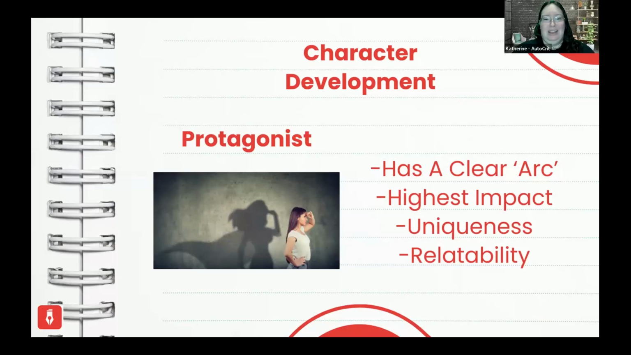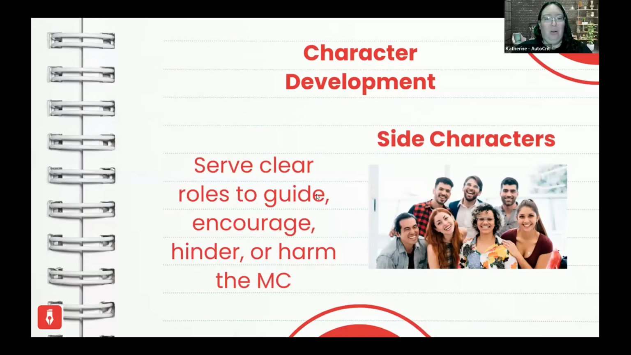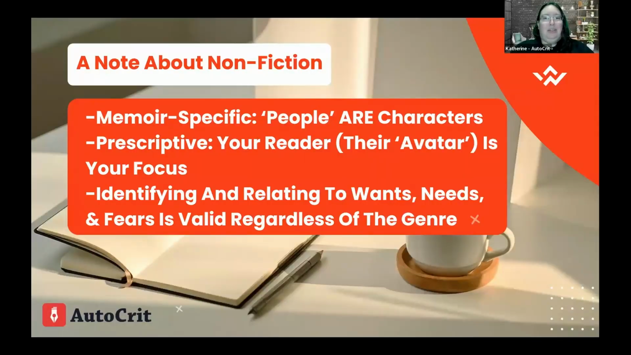Now, alongside our protagonist is a whole bunch of side characters, a lot. The side characters serve clear roles to either guide or encourage or hinder or even harm our main character. And don't worry, AutoCrit does not expect you to memorize all of these archetypes or figure them out on your own, because we know there's a lot of them. We're going to show you where you can find that list.